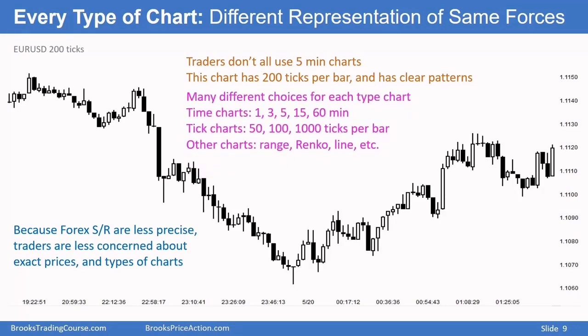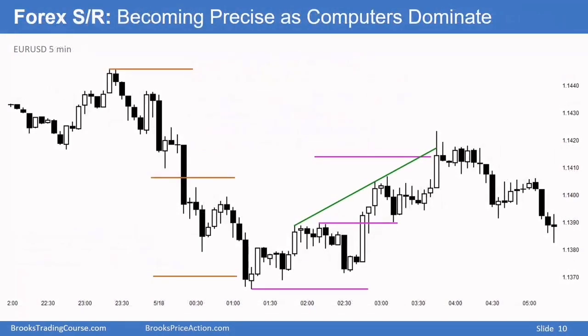It doesn't matter what type of chart you use. You could use time charts using any amount of time per bar, 1 minute, 15 minutes, 60 minutes. You can use tick charts that have any number of ticks per bar, 50 ticks, 219 ticks, 1,000 ticks. You can use other types of charts as well. It doesn't matter. They're all representations of what the market is doing, and the patterns are going to be similar on all charts. A 5-minute chart of the euro versus the dollar. You can see some measured moves, not precise, but close enough for traders to pay attention to the support and resistance.